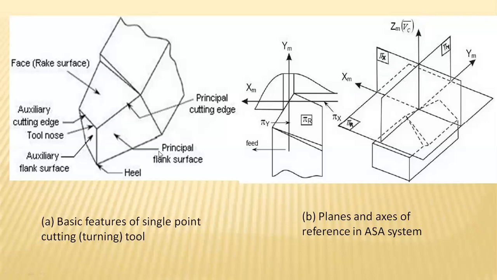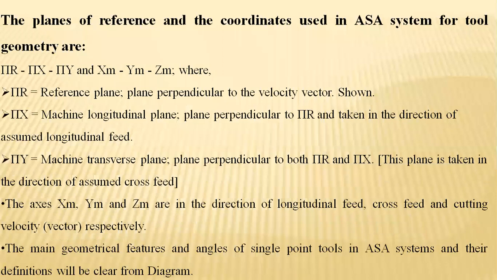These are some of the features existing for single point cutting tools in the turning process. As you know, there is the face or rake surface, the cutting edges, the flank surface, the heel position, and the auxiliary flank surface, where the tip of the tool mates with the work part for the MRR process.